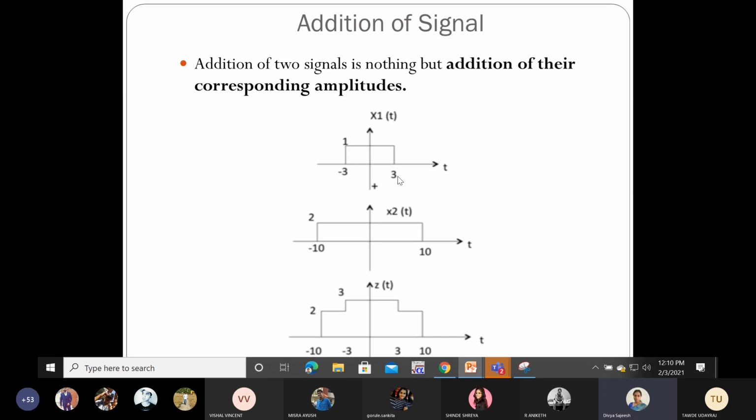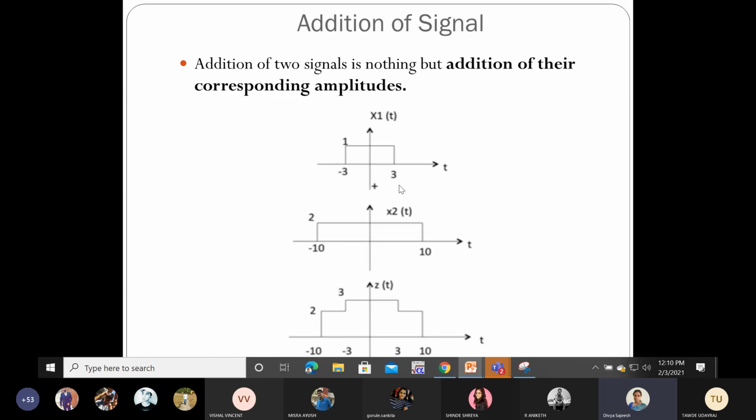Now after that interval, after t equal to 3, again only one signal is existing. So now the z of t signal amplitude will change to 2 and it continues till 10. After 10, none of the signals are existing, so it will come to 0. So this way you have to add the signal interval by interval. You have to see the signal by interval and add the amplitude accordingly.